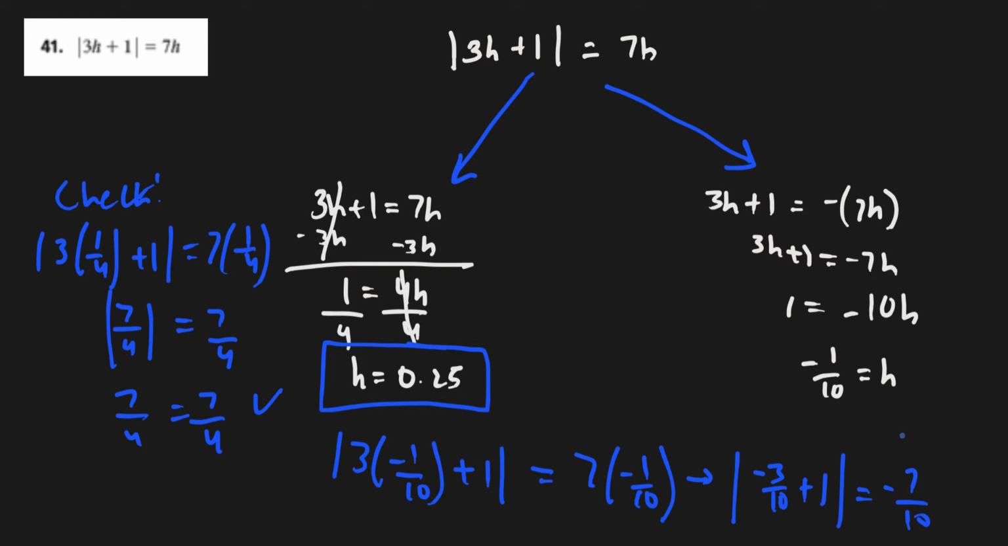But we have the absolute value. It's going to be, of course, positive 7/10. We had a positive before. The absolute value is still positive. 7/10 is equal to negative 7/10. Is this true? No, it's not. They are on opposite sides of the number line. So that means that this is an extraneous solution. This is an extraneous solution right over here.